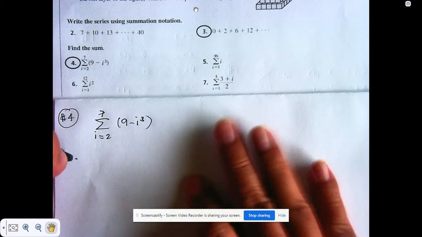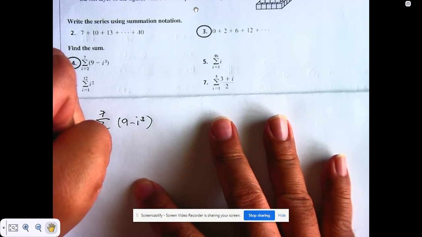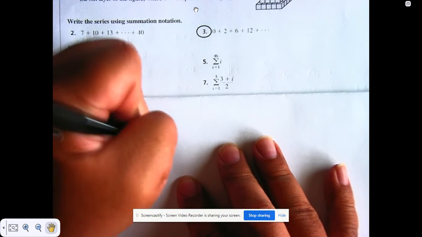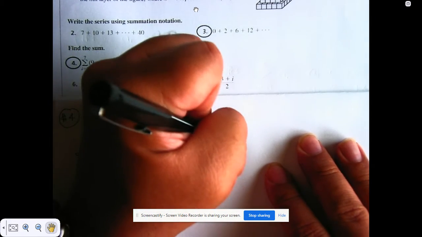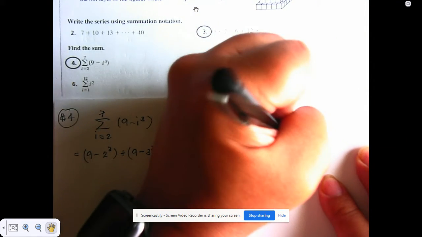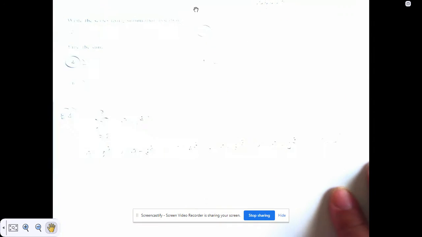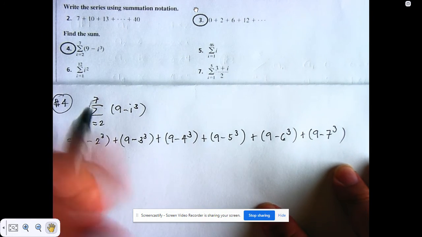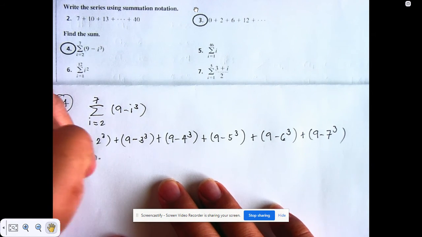So this is just going to be equal to, okay, 9 minus, let's start with 2, so it's 2 cubed, plus 9 minus 3 cubed, plus 9 minus 4 cubed, plus 9 minus 5 cubed, plus 9 minus 6 cubed, plus 9 minus 7 cubed. Okay, so notice I'm just simply adding up all of these. Then I'm just gonna put in all the values. So here, this is 2 to the 8, 9 minus 8 is 1.